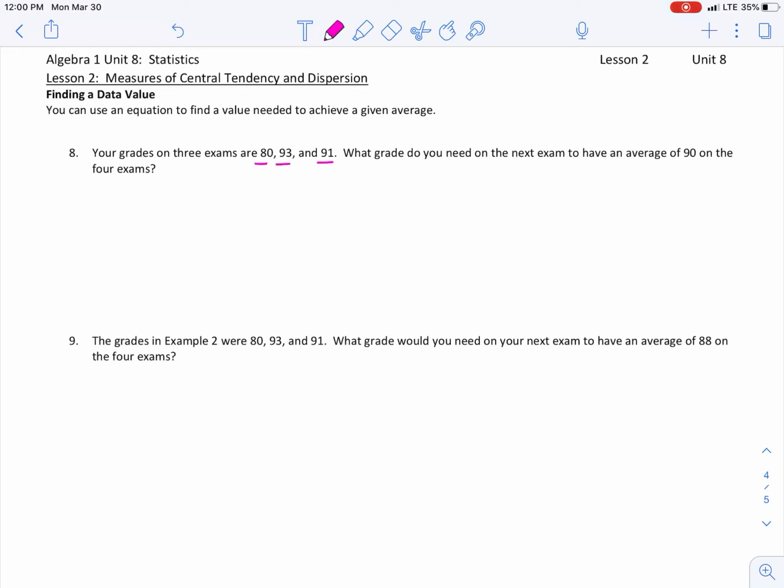So if it's saying average, we know that average means mean. And with mean, we know that we're adding all our data sets together. So we have 80, we have 93, and we have 91. But it's also talking about a fourth test. So it says, what grade do you need on the next exam? Well, we don't know what grade that is yet. So we're just going to say plus X. We don't know that yet.